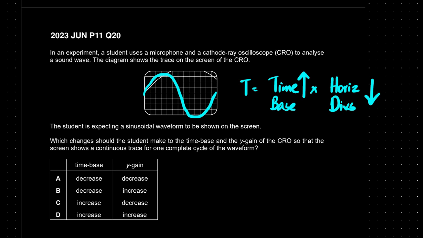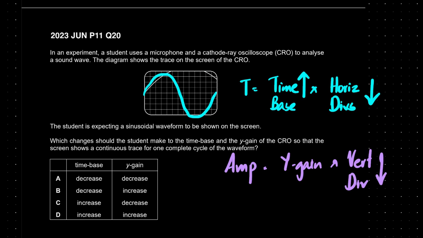And how about the y gain? Again, for the y gain, I can do a pretty similar analysis. If I write it like this, the amplitude equals the y gain times the vertical divisions. If I want the vertical divisions to reduce, the y gain must also increase. So increase, this is D.